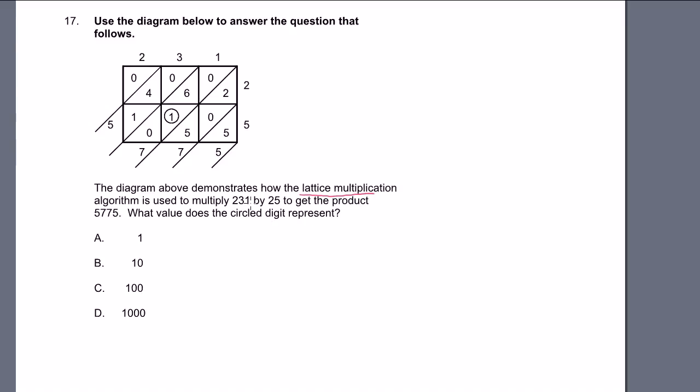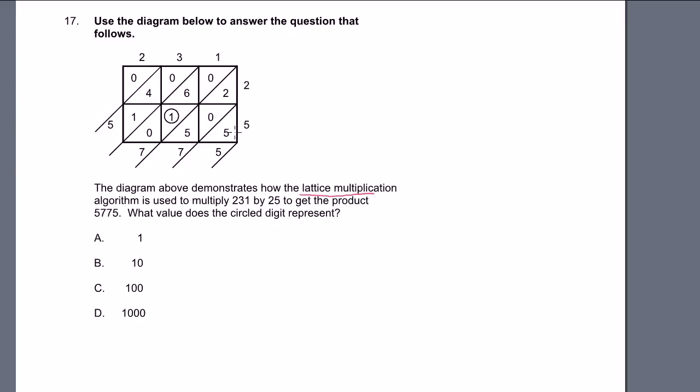So if lattice multiplication looks like something completely foreign to you, I'll give you a quick primer on it. All you're doing, each of these boxes, you're just multiplying the corresponding digits. So 1 times 2 is 2, 0, 2. 3 times 2 is 0, 6. 2 times 2 is 0, 4. 1 times 5 is 0, 5. 3 times 5 is 15, 1, 5. 2 times 5 is 10.